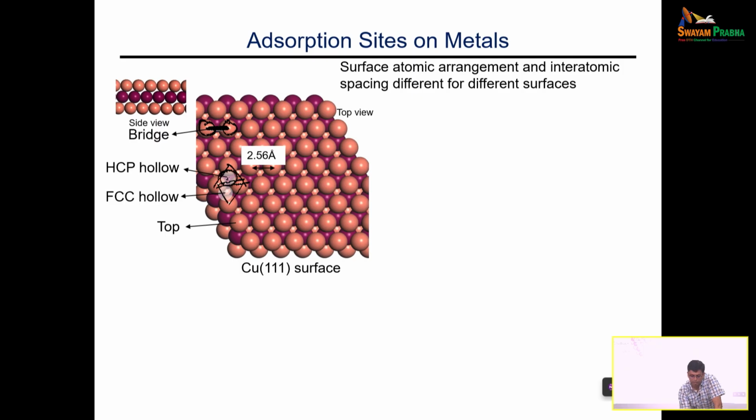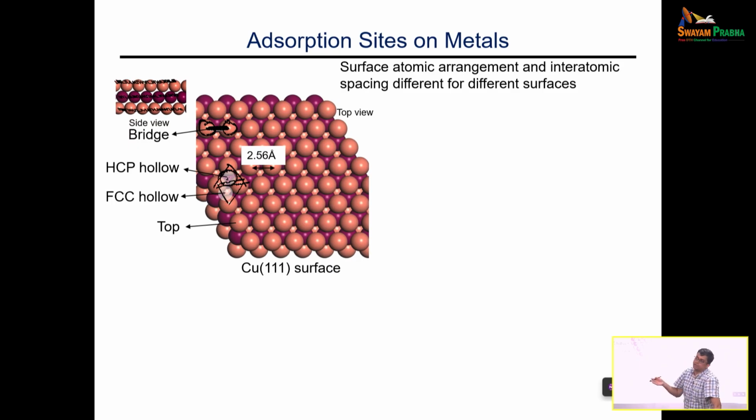And the way I have colored this is my first layer, this is my second layer, this is my third layer. So if you're seeing a peach ball, you're seeing the third layer. If you're seeing a purple kind of color, you're seeing the second layer. So even as a hollow site, there are two types. The first one is called the HCP hollow site and the other one is called the FCC hollow site.